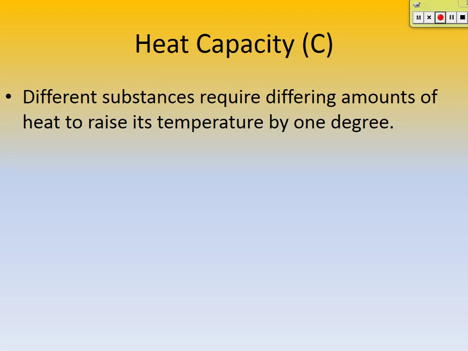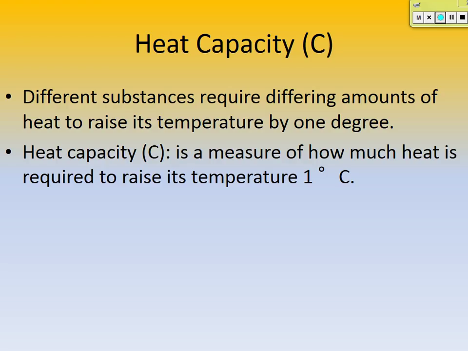Well, different substances require different amounts of heat to raise their temperature by 1 degree. Right, we could talk about wood, you could talk about plastics, you could talk about metals. All substances have a different heat capacity, which means it's the differing amounts of heat that they absorb in order to raise their temperature by 1 degree Celsius. Okay, it's called heat capacity.